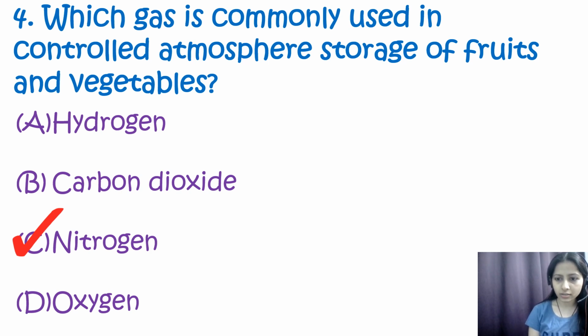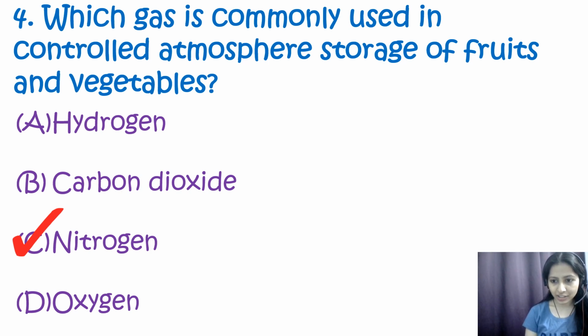So over here the most appropriate answer is nitrogen, but however it is important to note over here that these three gases, that is oxygen, nitrogen and carbon dioxide, play a role in the process of controlled atmosphere storage of fruits and vegetables, but nitrogen plays the most important or the crucial role. That is why over here the most appropriate answer is nitrogen.